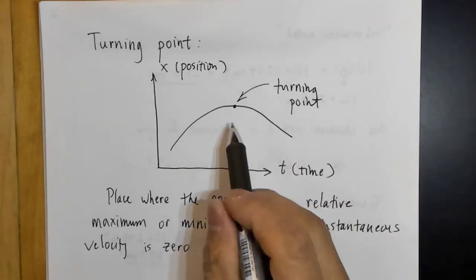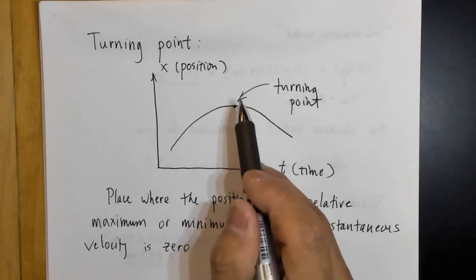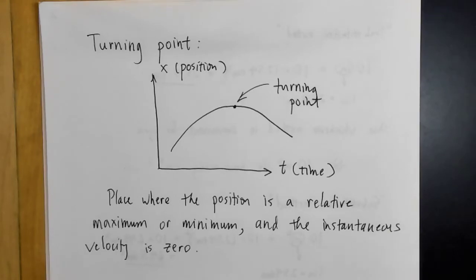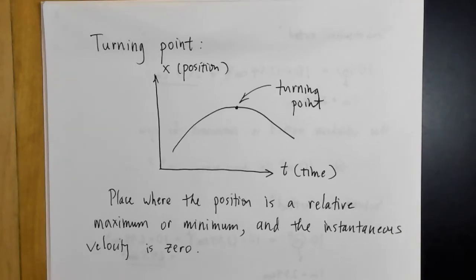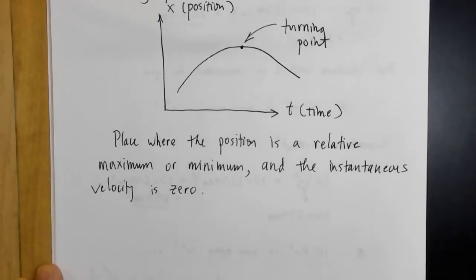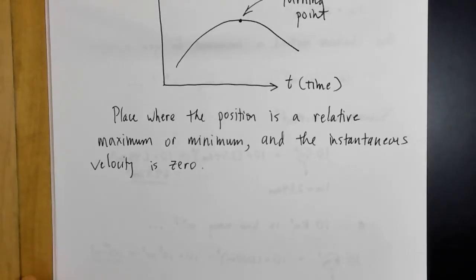So relative means in this vicinity of that point, it's the highest or it's the lowest, as opposed to, maybe you remember from calculus, relative maximum, relative minimum, versus absolute maximum, absolute minimum. Remember those terms? Okay. Are there any questions about this concept? Okay. Yeah, that's it.